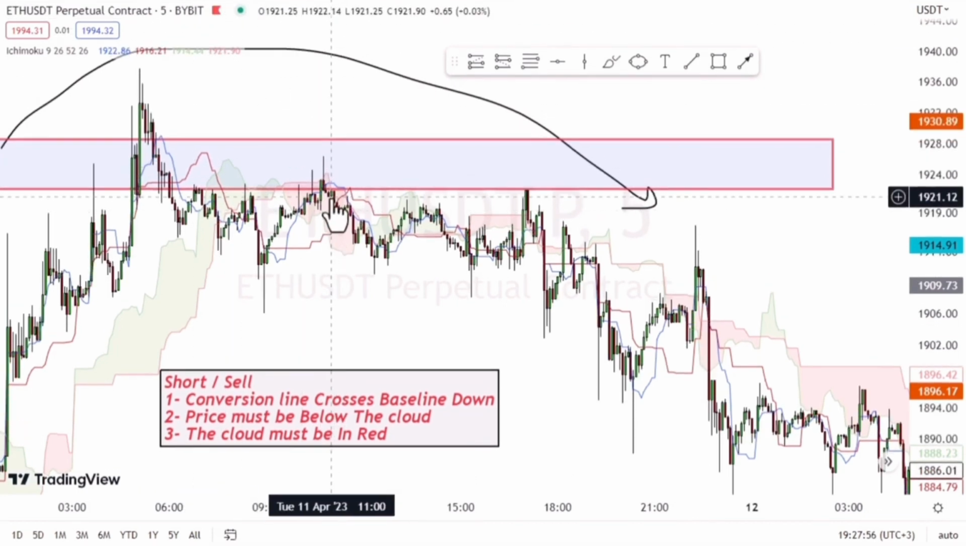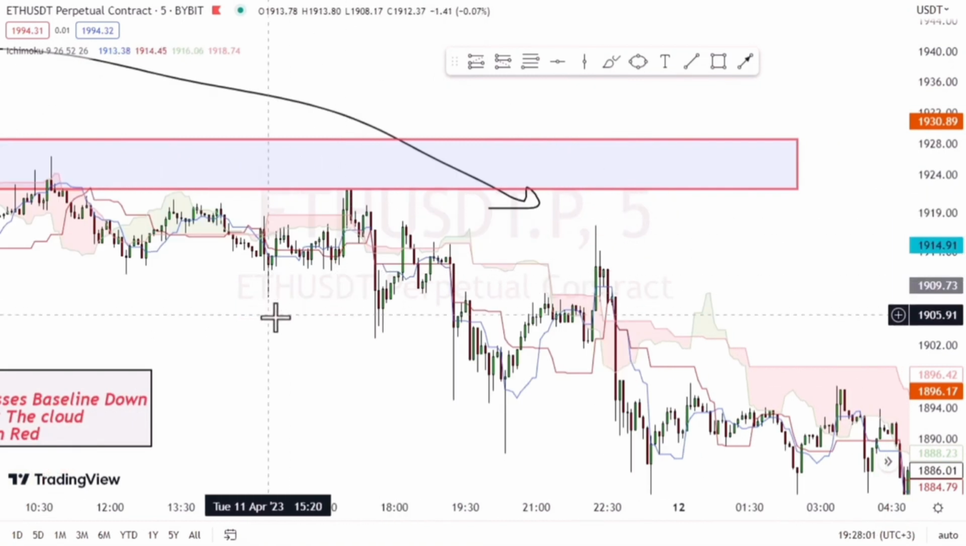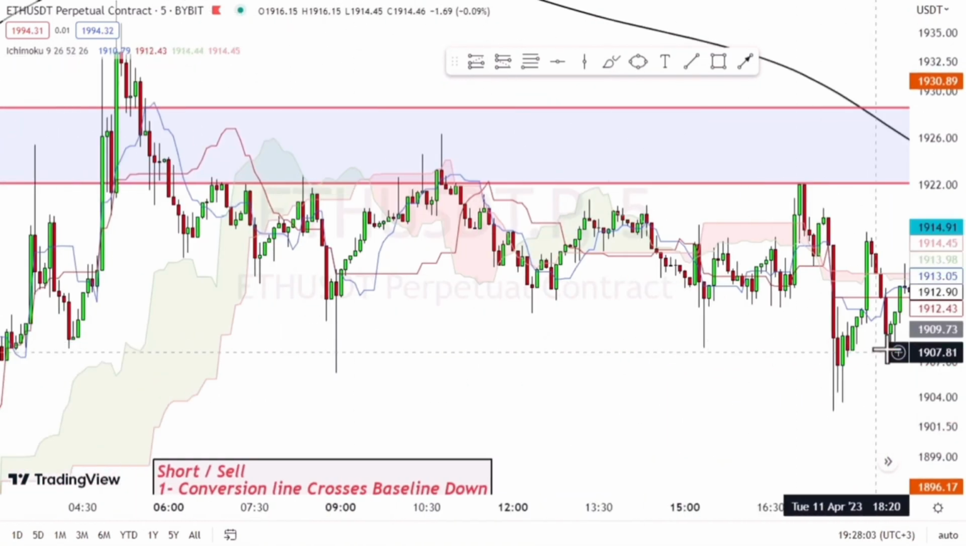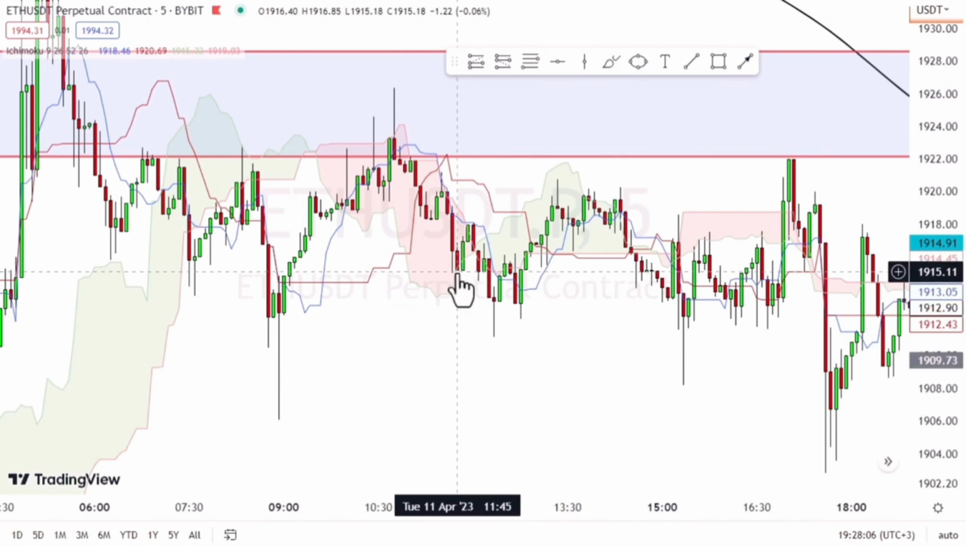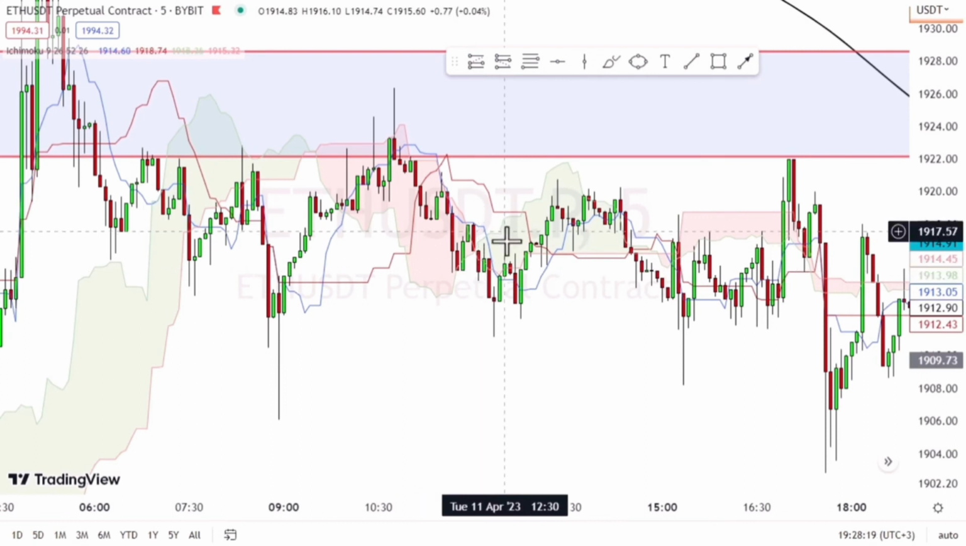But the price was still in the cloud, so we have to wait for the price to come below it. Let me zoom in. This one doesn't count here because it's not out, not in, so we don't take a trade here. We wait, and this candle closed beautifully below the cloud, but the cloud is still green, so we don't take a trade.